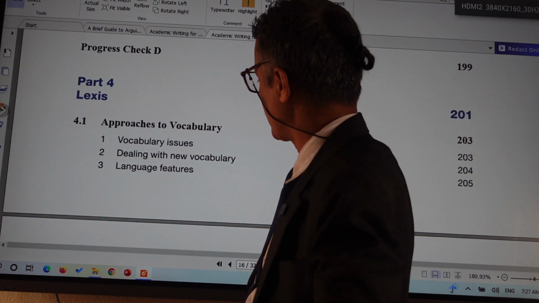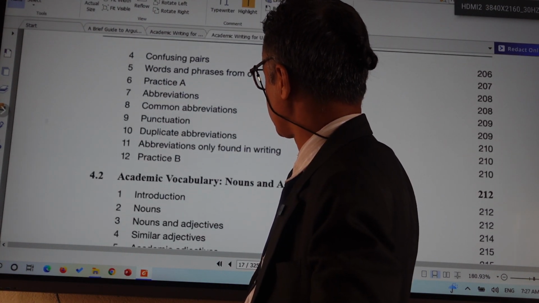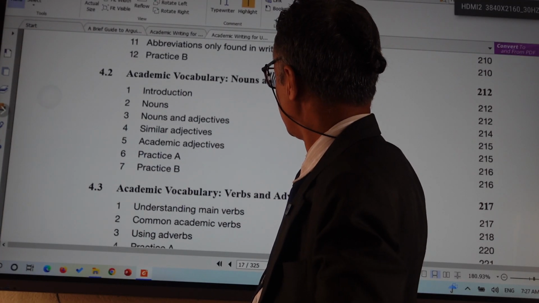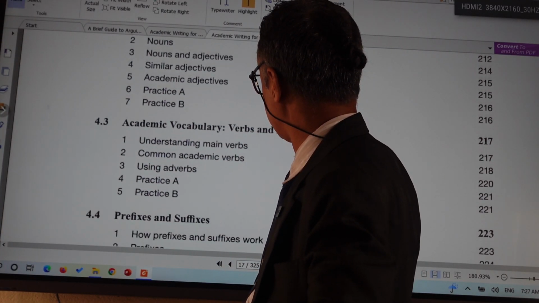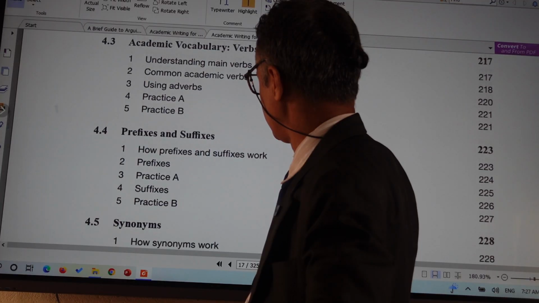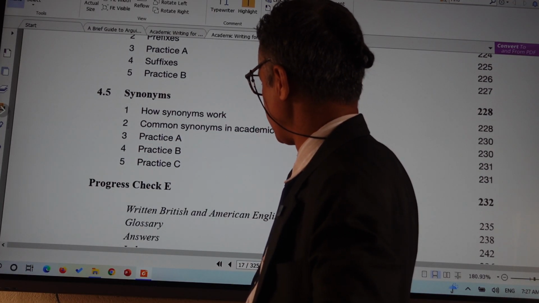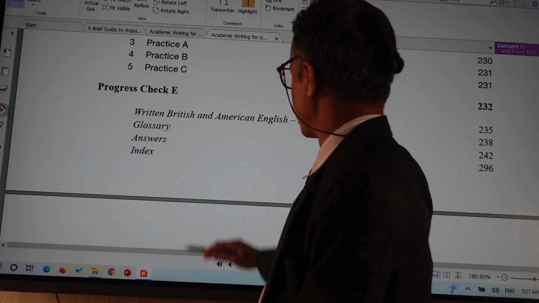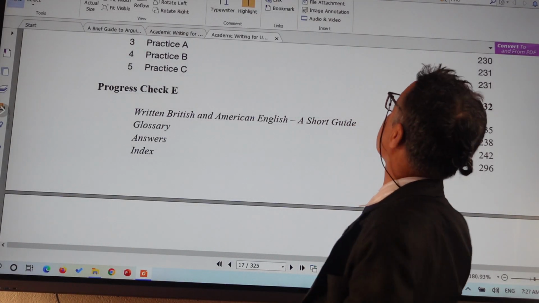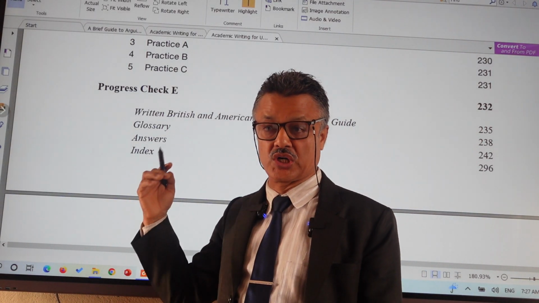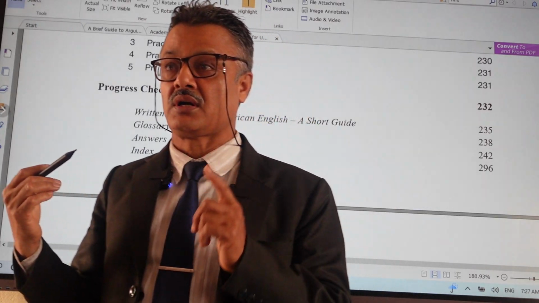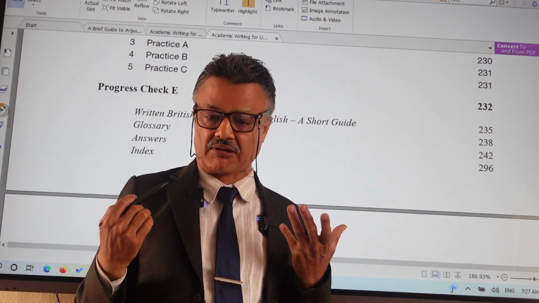So we have about words, we pay attention to words, right? We use academic vocabulary, academic verbs, prefixes, suffixes, synonyms. That's all. So what I did in this class, I quickly took you through a journey of this table of content of this important book, and help you understand what is academic writing.